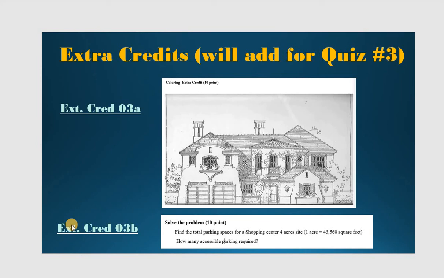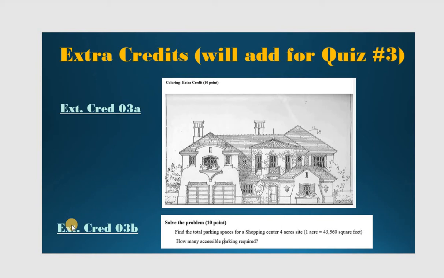Hi students, this is extra credit for quiz number 3. We have 2 credits, and each of them is worth 10 points. So if you get both of them, you can get 20 points plus 100 points for quiz number 3, so in total you can get up to 120 points.